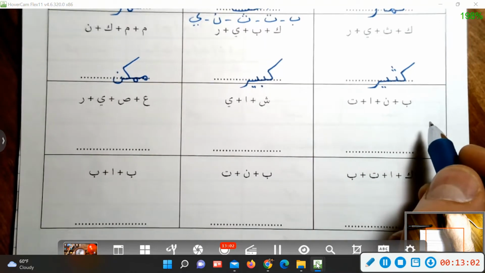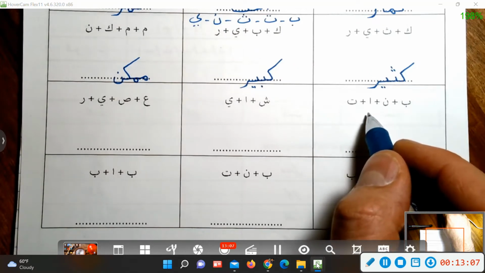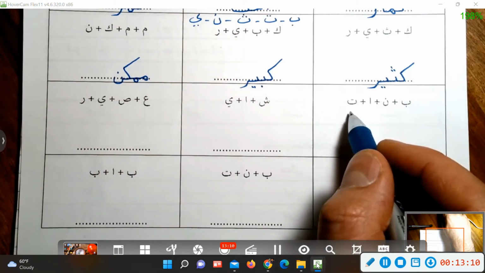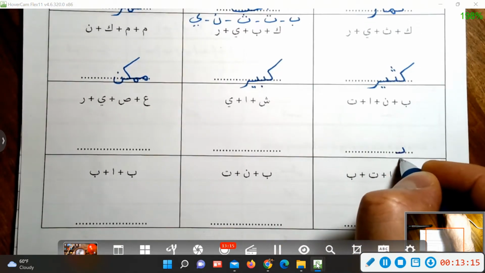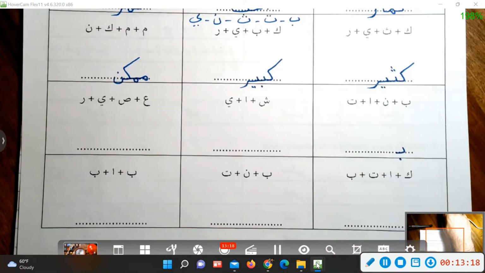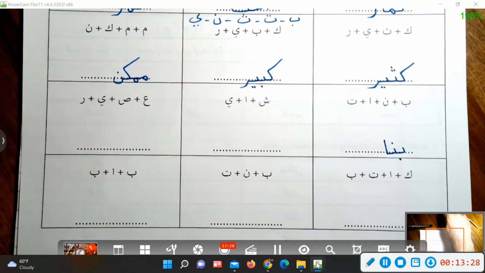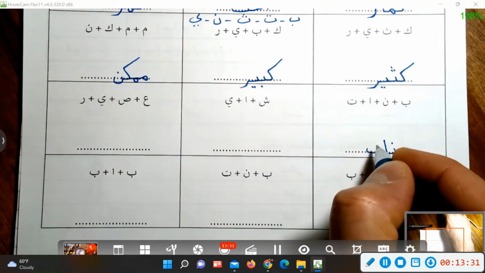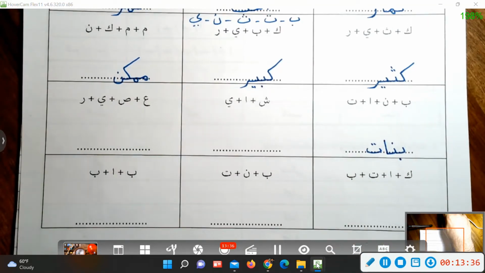Next word. Ba, noon, alif mad, ta. So, ba, ready for connection. Noon, same thing, ready for connection. Alif connects to the noon the way that it connects to the ba. And the ta stands alone because it does not connect to the alif from the left side. Banat.